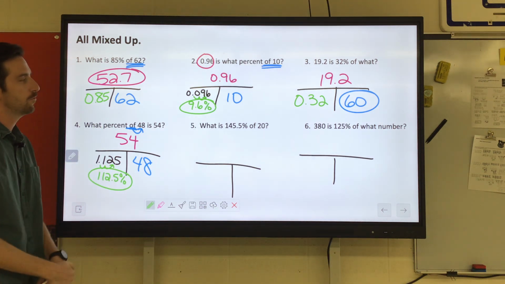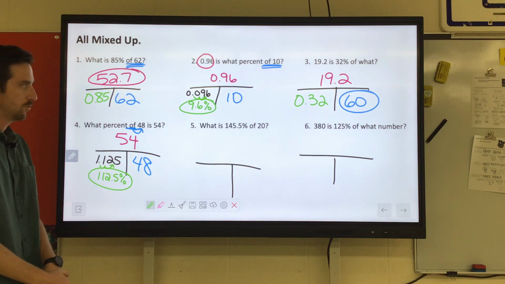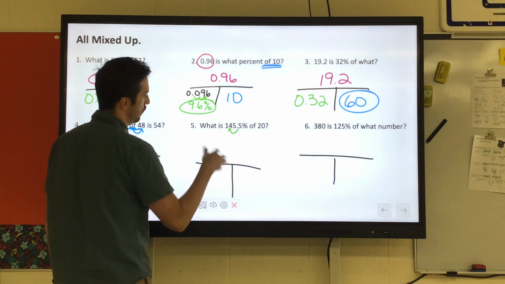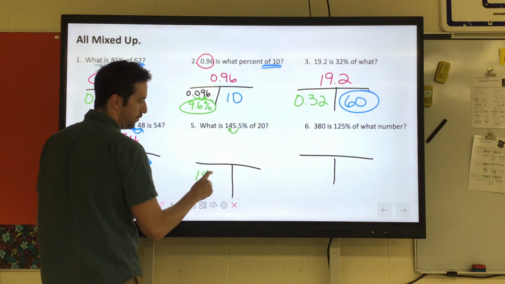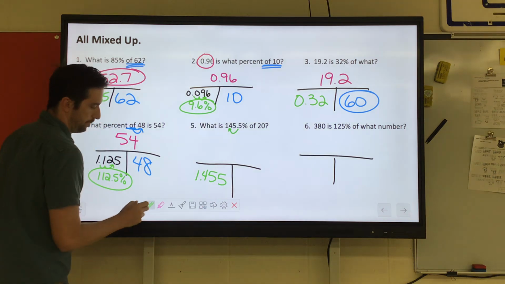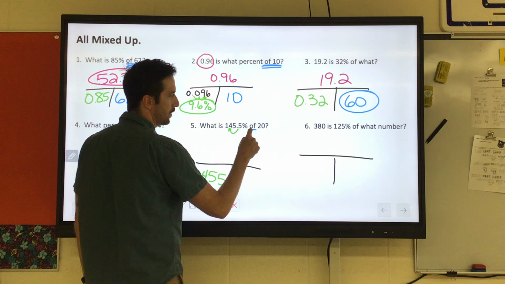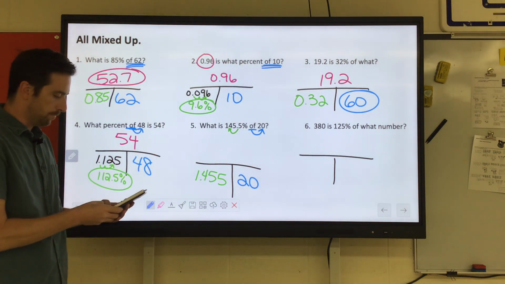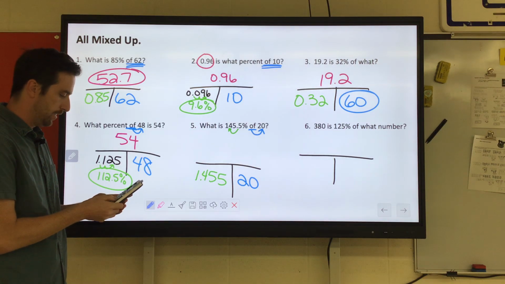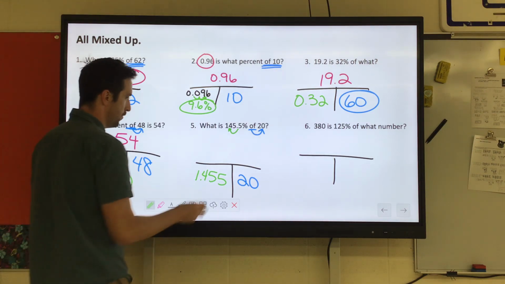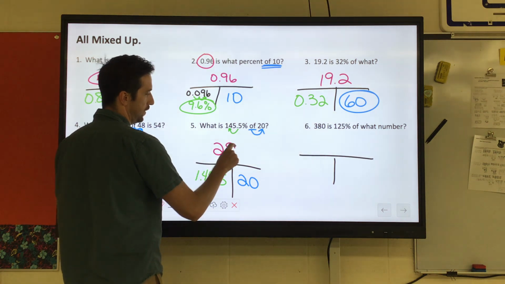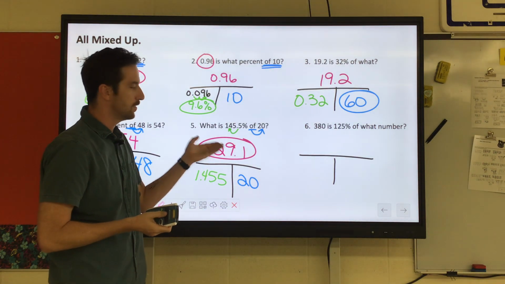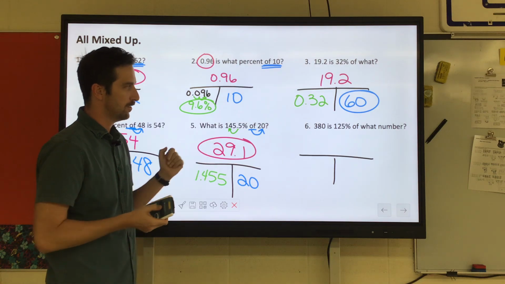All right, what is 145.5% of 20? We need the decimal form of that. So we're going to move it 2 places to the left or divide by 100. That's 1.455. I see it says the word of, and then 20 is after it. That means 20 is the whole. So we're going to do some multiplication. 1.455 times 20, 29.1. Nice. 29.1. Make sure your answer makes sense. It's over 100%, so the numerator should be bigger. 29.1 is bigger than 20.